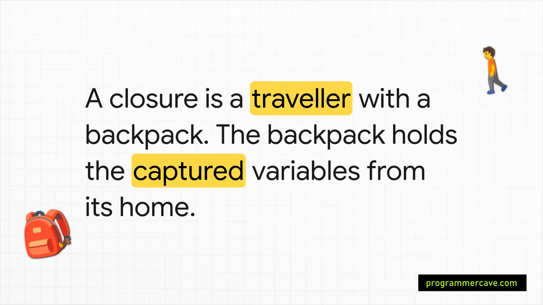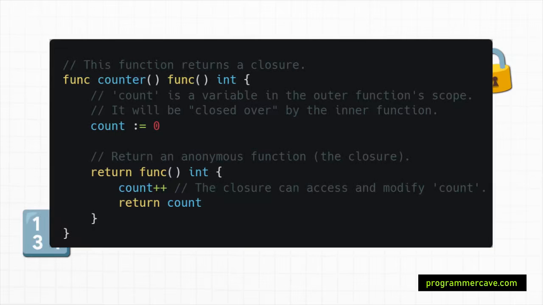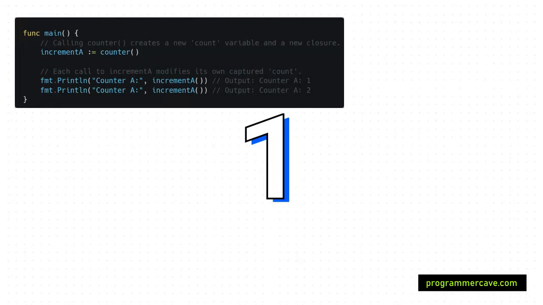So whatever it puts in or takes out, the changes stick. Let's make this real. Look at this counter function. It does 2 things. It creates a local variable called count, and then it returns another function. That function it returns is our closure, and it has closed over that count variable, meaning it now has exclusive private access to it. So let's say we create a counter called increment a.